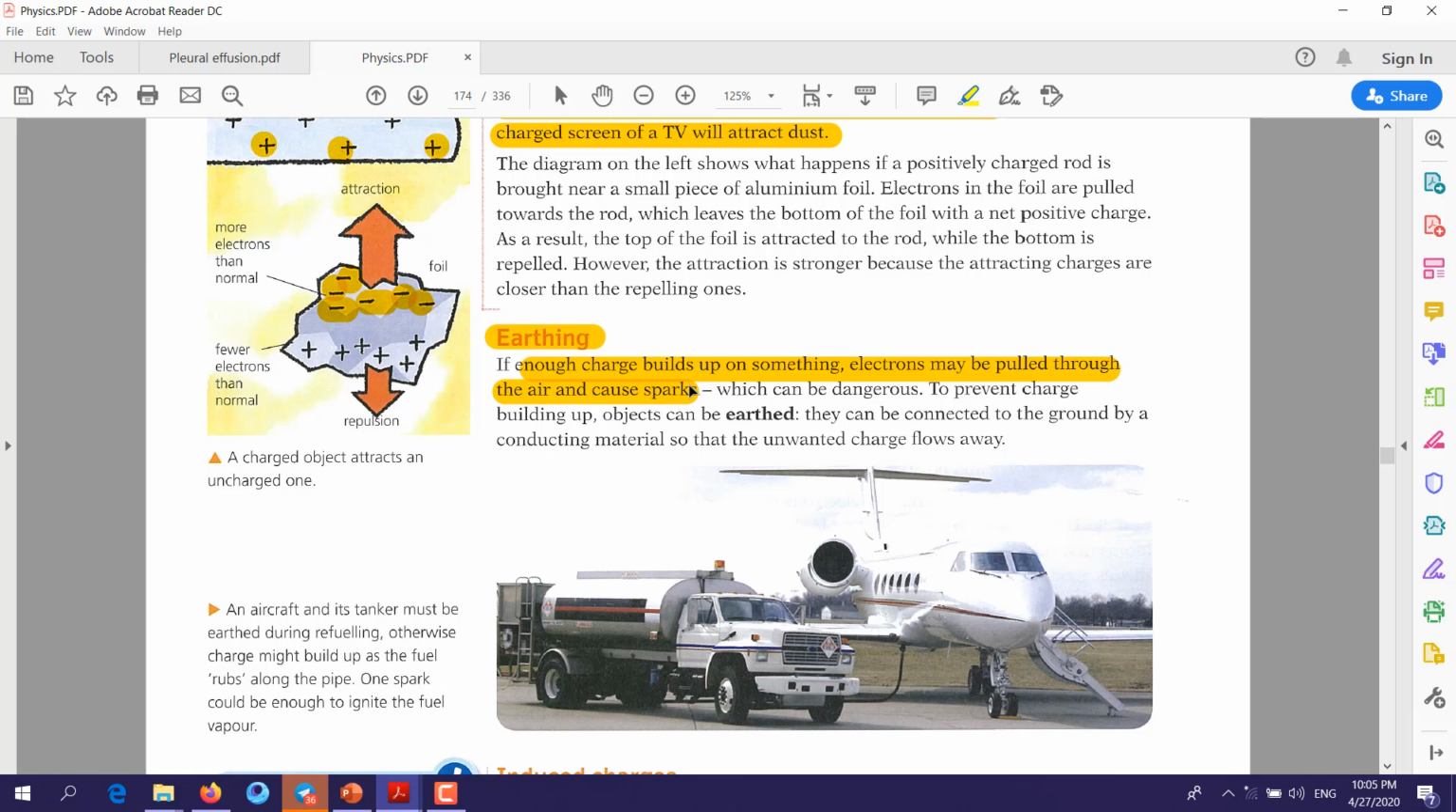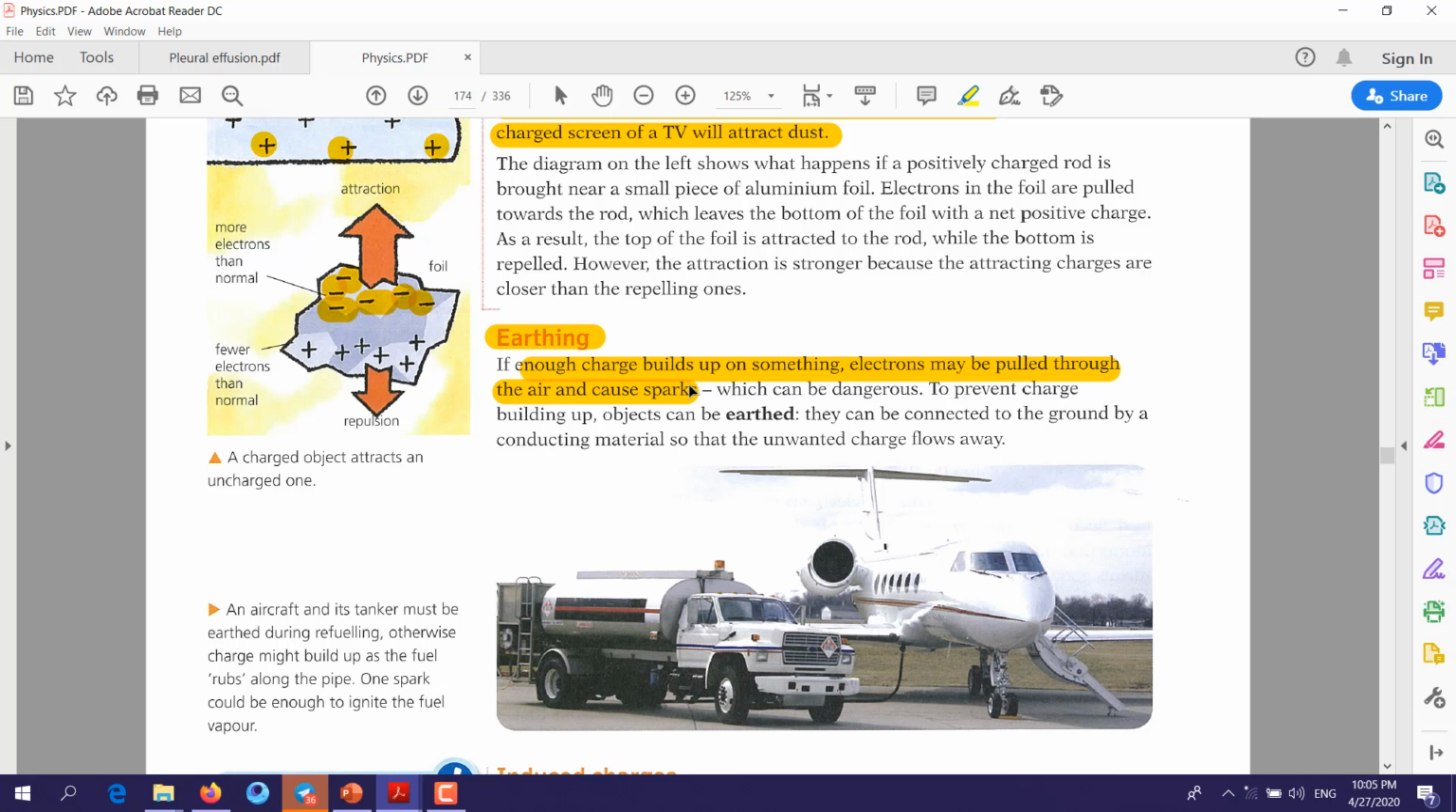The same thing happens with lightning. Lightning comes from clouds. These clouds have charge, and when this charge builds up and reaches a certain point, it will make lightning. This could be very dangerous.